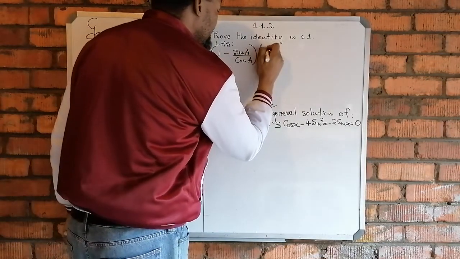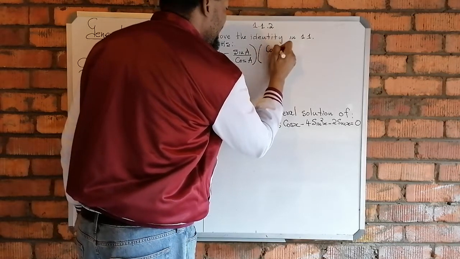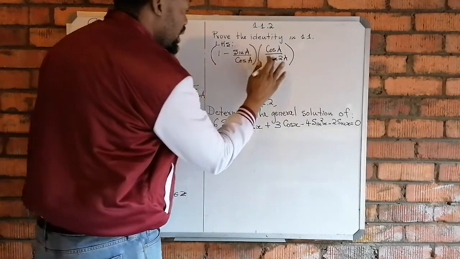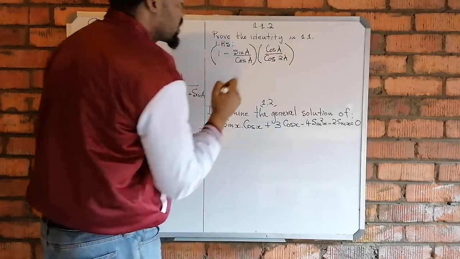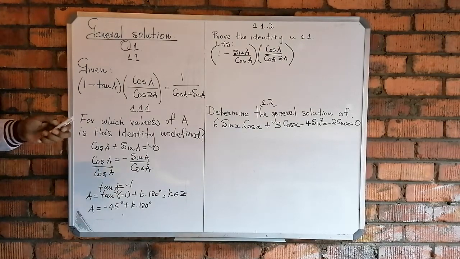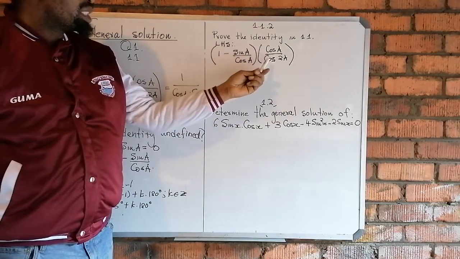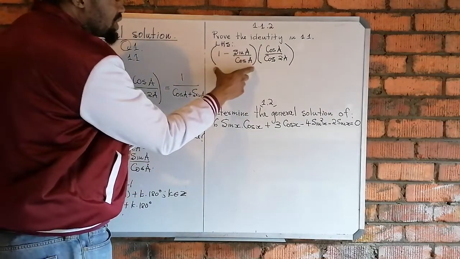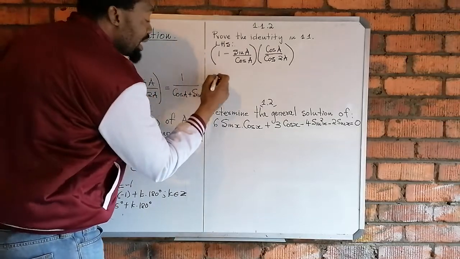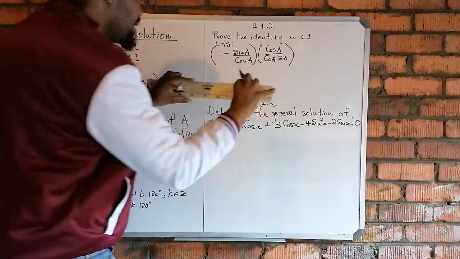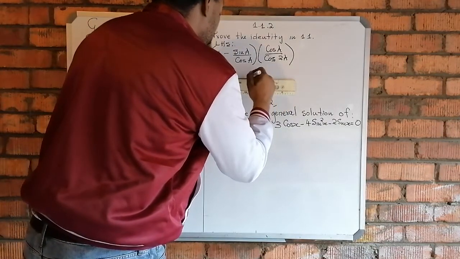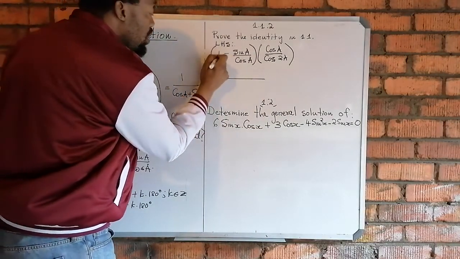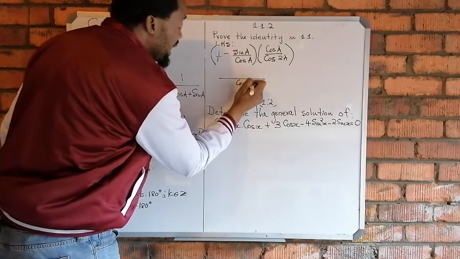I multiply this by cos of A divided by cos 2A. Sorry, cos 2A, not sine 2A. Now, from here, I'm going to simplify this bracket first. I can see that I am adding fractions with denominators that are not the same. I'm going to take the LCM, and the LCM in this case is going to be the product of the denominators. That is cos A times 1, it would be cos A.